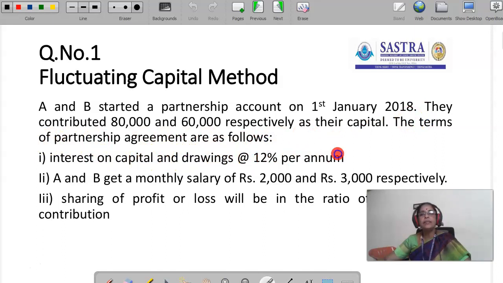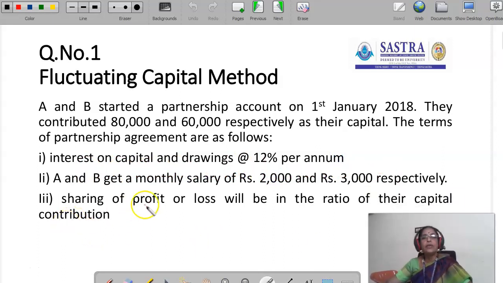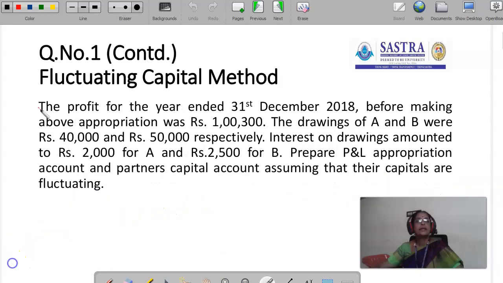Interest on capital and drawing is 12% per annum. A and B get a monthly salary of rupees 2,000 and rupees 3,000 respectively. The sharing of profit and loss will be in the ratio of their capital contribution. The profit for the year ended 31st December 2018 before making the above appropriation was rupees 1,300,000. The drawings of A and B were rupees 40,000 and rupees 50,000 respectively. Interest on drawing amounted to rupees 2,000 for A and 2,500 for B. Prepare the P&L appropriation account and partners' capital account assuming that their capitals are fluctuating.